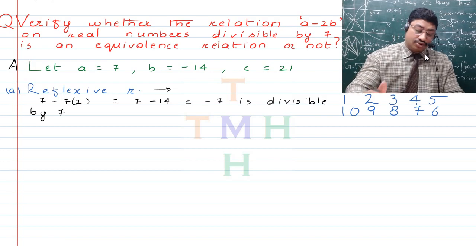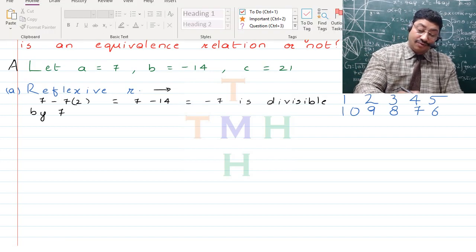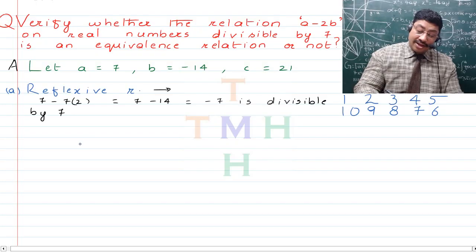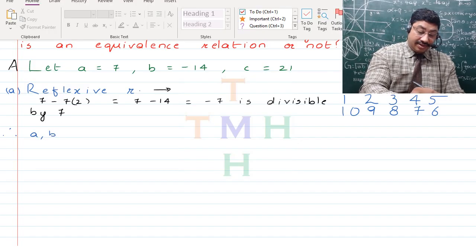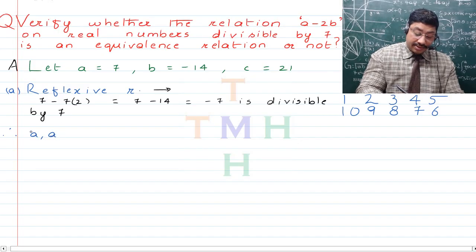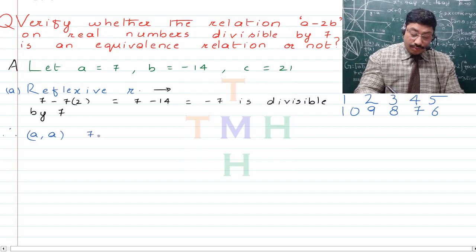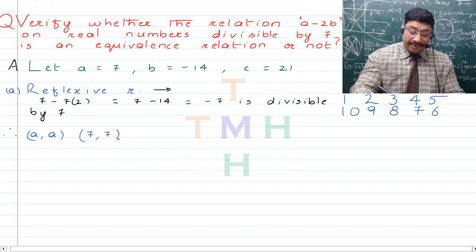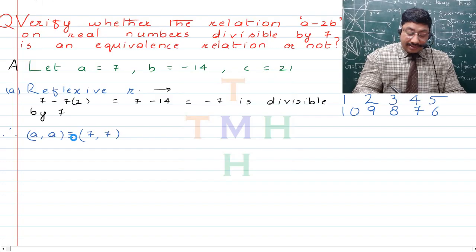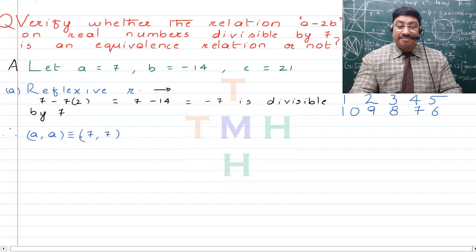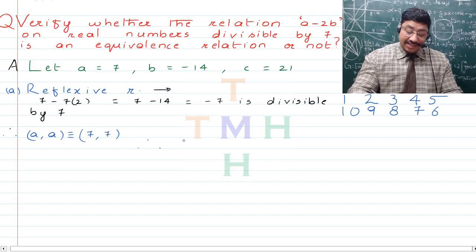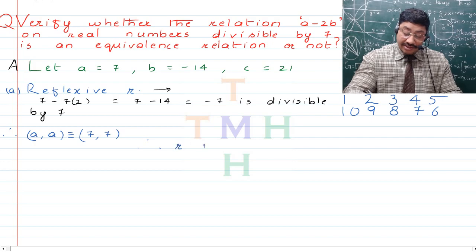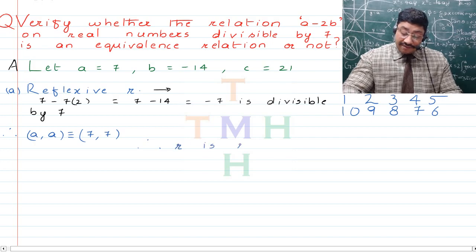And as this has come out to be true, you can say that if you talk about the ordered pair, then you will have the ordered pair to be some a comma a, which here is the first element 7 with which we have checked, right? And here this is represented by 7 comma 7, right? And thus you can say that therefore the relation is reflexive.